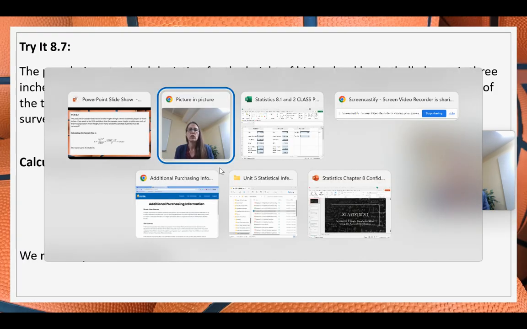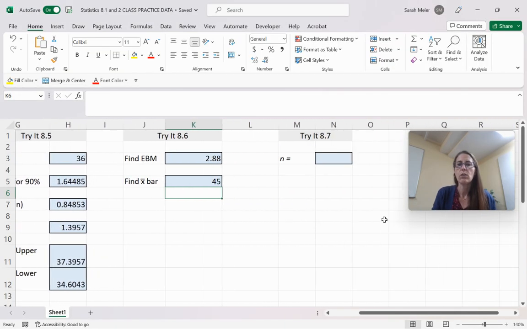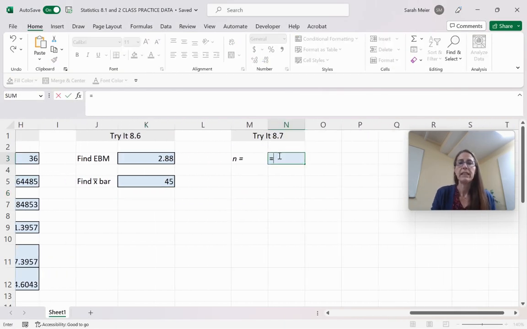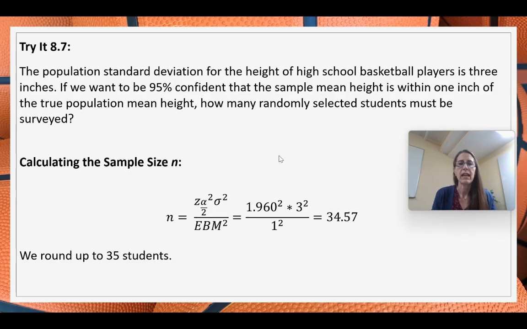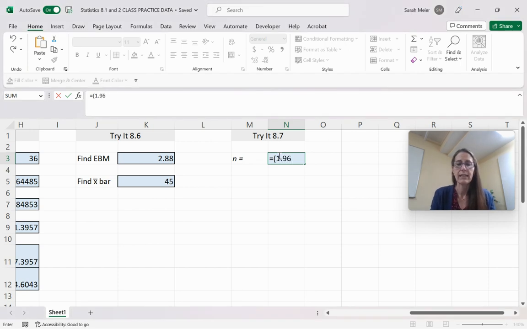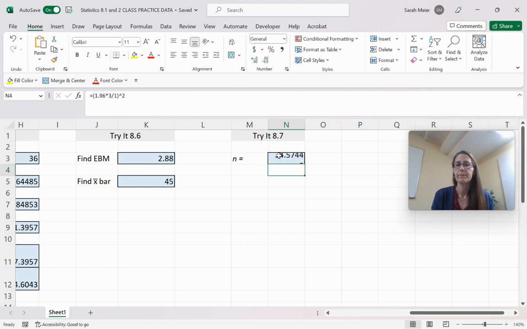So I'm just going to show you in Excel really quickly how you could do that. So in here, like I said, you could in parentheses do norm.inv to find your z-score, but we're just going to type it in right now. It's 1.96 times our standard deviation of 3 divided by our error bound. So we were within 1 inch, and then you can square the whole thing. And that gives us our 34.57, which we would round up.